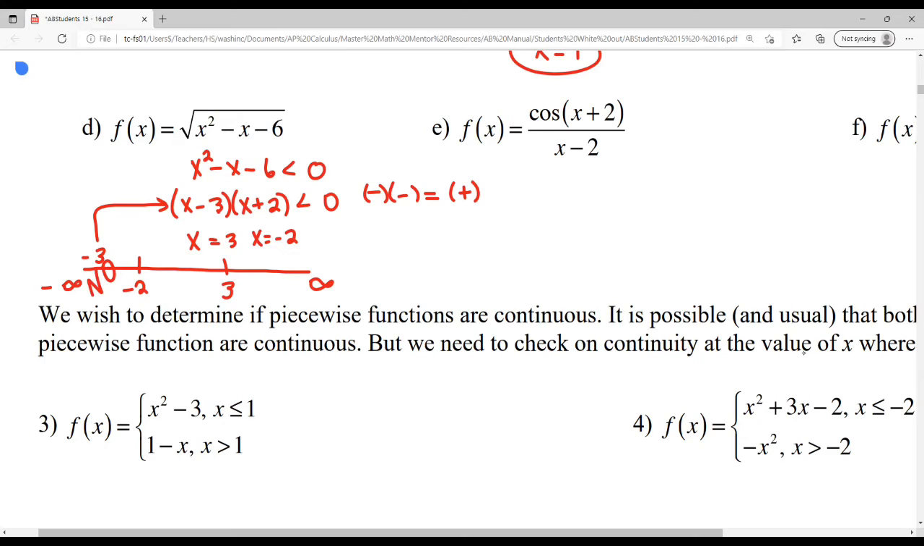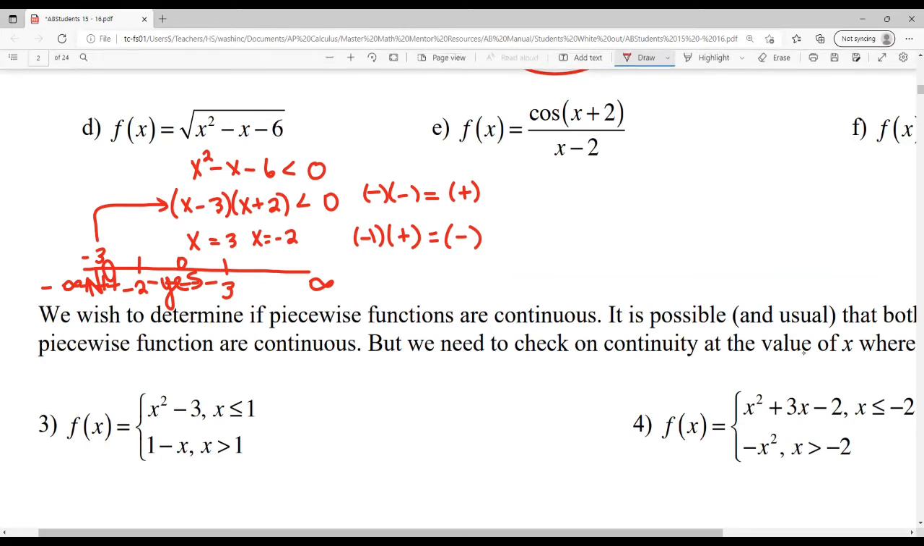If we pick a number between negative 2 and 3, the easiest number to pick is probably 0. 0 minus 3 is a negative number, so call that negative 1. I know it's negative 3, but the number doesn't matter. 0 plus 2 is a positive number, and a negative times a positive is a negative, and is a negative number less than 0? And the answer to that is yes. So here we get positive numbers between negative infinity and negative 2. Here we get negative numbers between negative 2 and 3, and between 3 and infinity. What do we get between 3 and infinity?